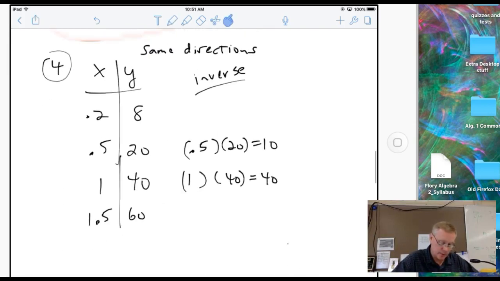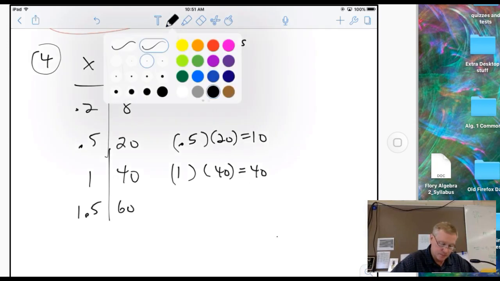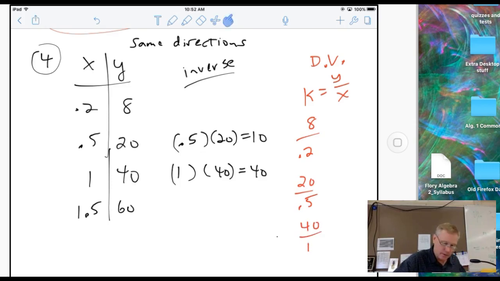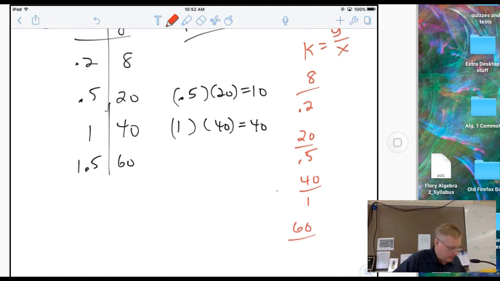It's definitely not inverse. Let's see if it's direct variation. So if it's direct variation, then it's going to be k equals y over x. So if I take 8 divided by 0.2, if I take 20 divided by 0.5, if I take 40 divided by 1, and 60 divided by 1.5, what do you get? In this case, I'm getting 40, 40, 40, and 40. So it is direct variation.